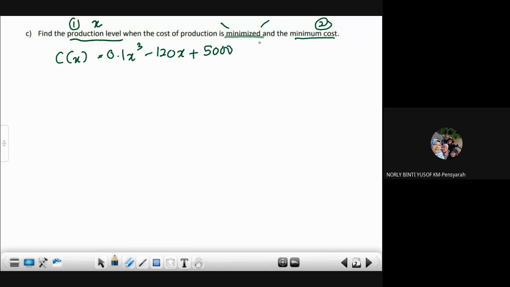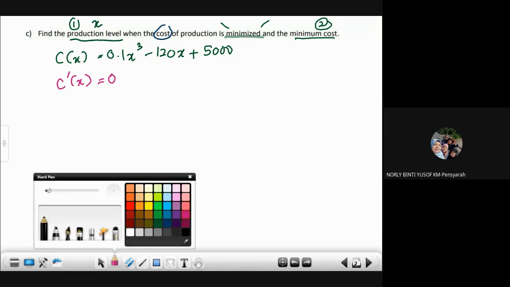So same goes for this. So dalam example ni adalah cost being minimized. So you punya konsep dekat sini, C prime x equals to 0. You want the cost production is being minimized kan? So this is the concept. This one lah. Okay.